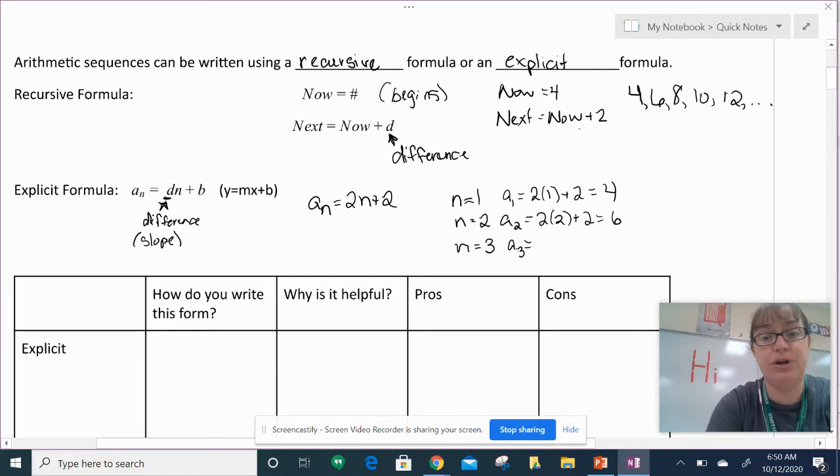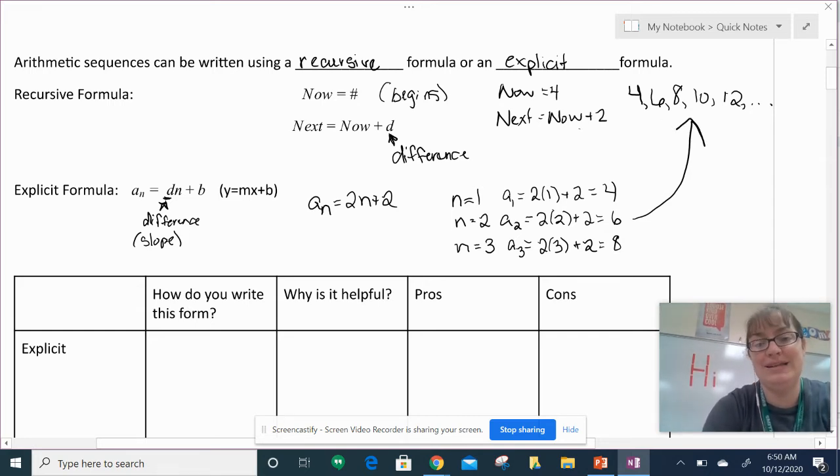That means third term. I would take 2 times 3 plus 2. And 2 times 3 is 6, plus 2 more is 8. If you'll see, these are both giving us the same sequence, 4, 6, 8, and so on. They're just different ways of finding it.